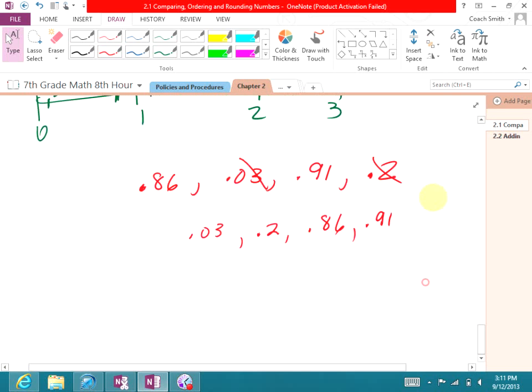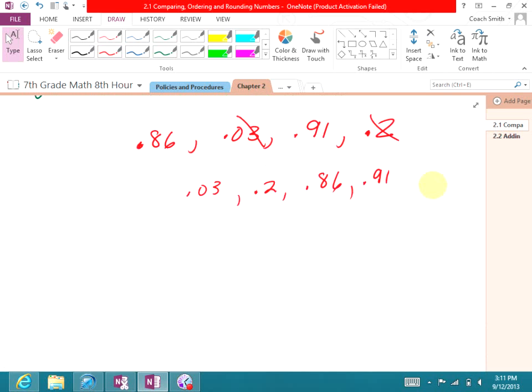Now, here's the other way to look at it, and this will help people sometimes. Obviously, yes, Juliana, if it had a 1 in front of the .86, then that would obviously be the larger one. If we write the numbers and make them all have the same amount of digits, okay? Now, we've rewritten the numbers. They all have the same amount of digits. Now do this.